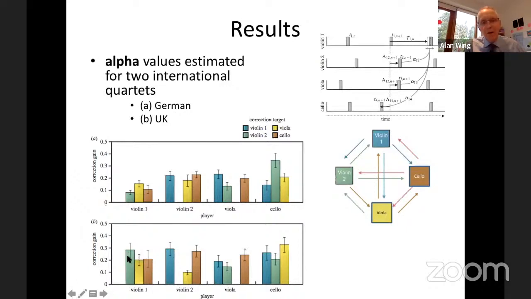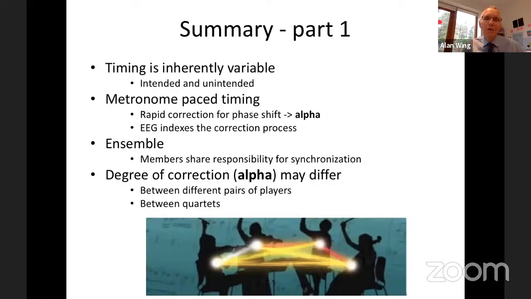But we notice now that this first violin is using correction factors against the other players, which sort of matches the overall correction factors being used by the other players towards him in this case. So in the end, we can summarize this first part by saying that the timing is inherently variable. There are both intended and unintended timing components. We can use metronome pace timing, look at rapid correction for phase shift, and estimate alpha from that. And we get EEG indices that indicate that correction process.